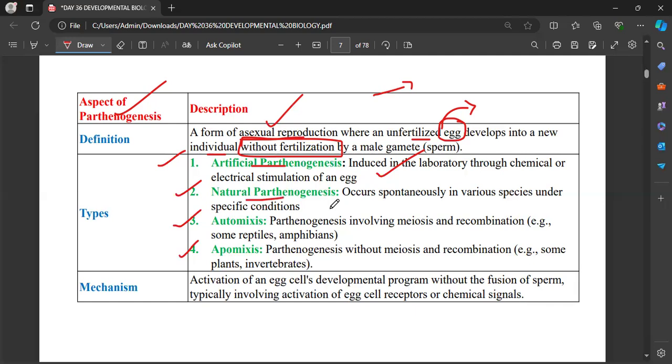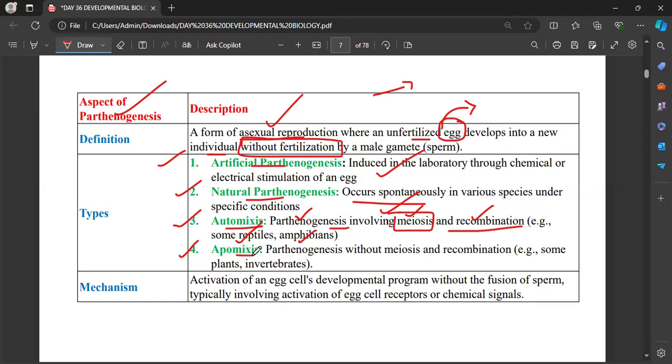Natural parthenogenesis is not under the stimulation of any external factor. It occurs naturally and spontaneously under various environmental conditions. Now, automixis: here, parthenogenesis involves meiosis, and we know that in meiosis crossing over takes place. Then obviously recombination also takes place. That is automixis. This type of parthenogenesis is seen in reptiles and amphibians.